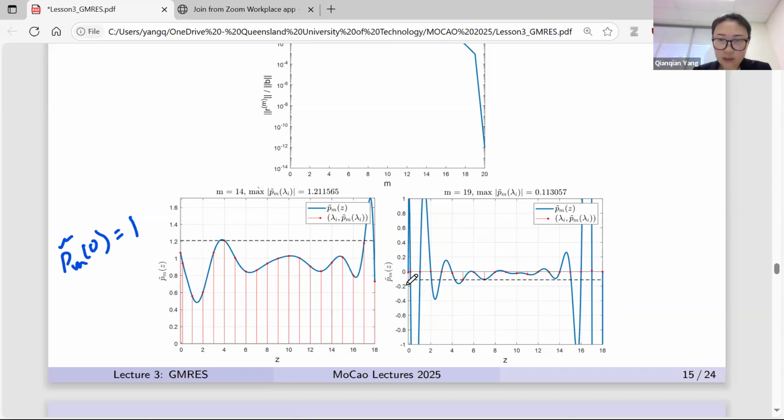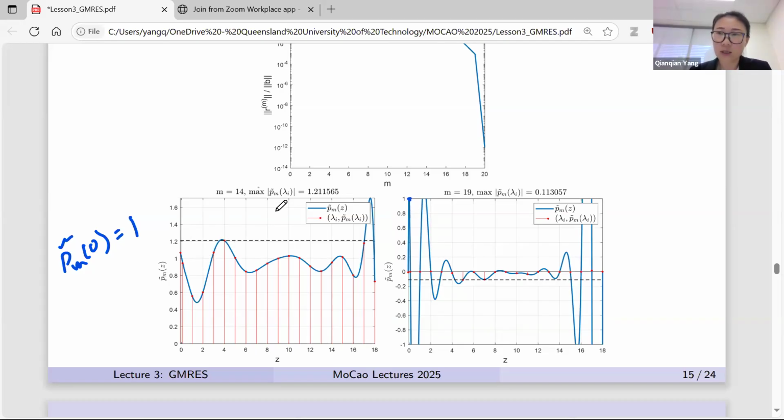Let's have a look at the one on the right-hand side. Until m equals 19, finally this polynomial is able to keep p_m small at those two eigenvalues, then quickly go up to meet my condition that p_m at 0 has to be 1, and then quickly come down again. That's the bit that m equals 14 just doesn't have enough degrees of freedom to do. That's why it struggled.